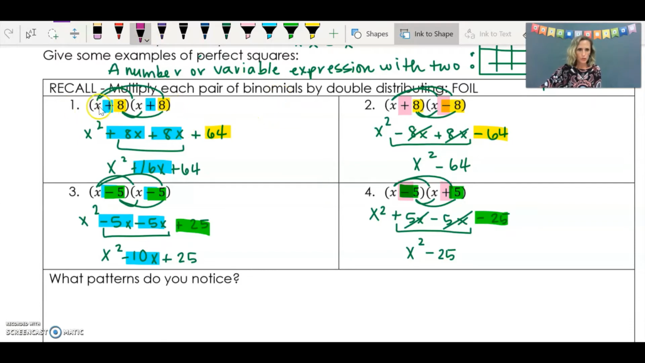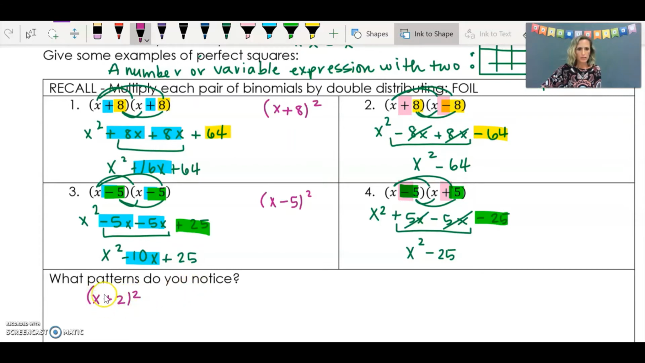You may have also noticed that these are the same factor twice. So this could be rewritten as x plus 8 quantity squared or x minus 5 quantity squared. So maybe we can apply the pattern that we see here to a problem with different numbers. So what if I had x plus 2 quantity squared?